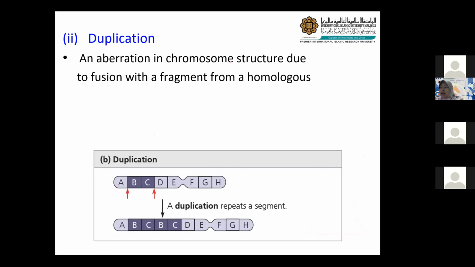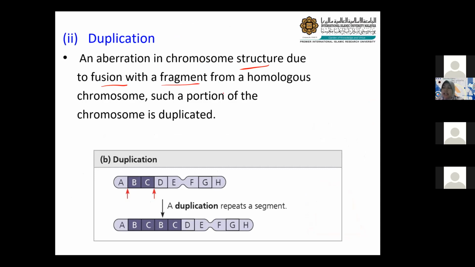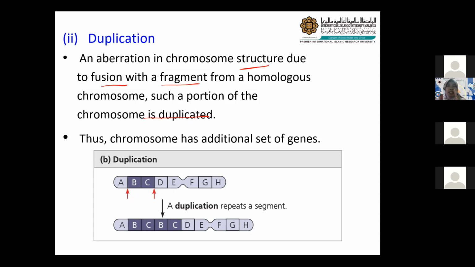Duplication is aberration in chromosome structure due to fusion with a fragment of a homologous chromosome. Such a portion is duplicated. Okay, maknanya apa? Right? Thus, the chromosome will has additional set of gene. So you just can imagine, Allah cipta kita ni dah sangat complete. Tak terlebih, tak terkurang. So you can see, if let's say the chromosome or the gene is excess, terlebih pun jadi benda lain, terkurang pun jadi benda lain. Berdouble pun jadi benda lain. Alright, so this is duplication.